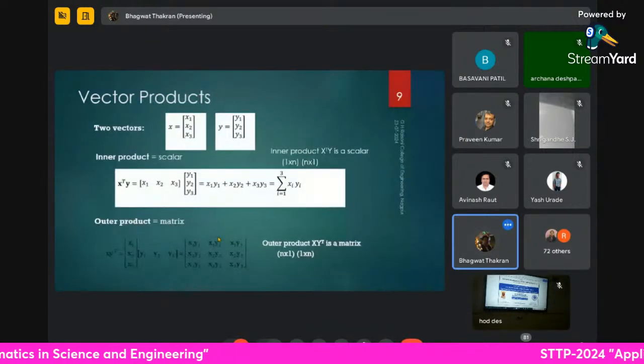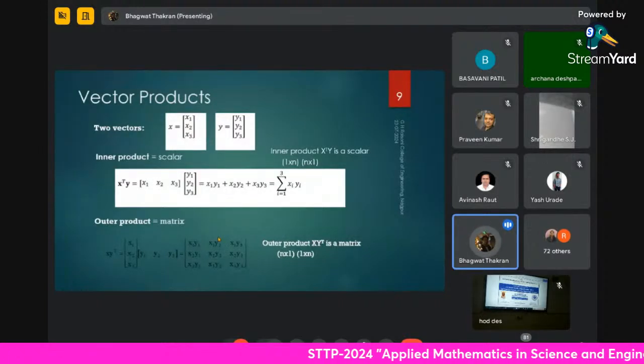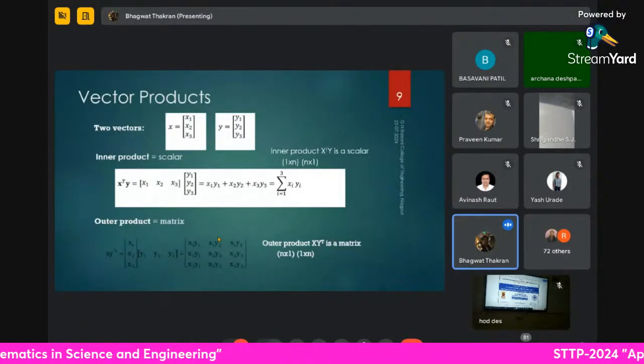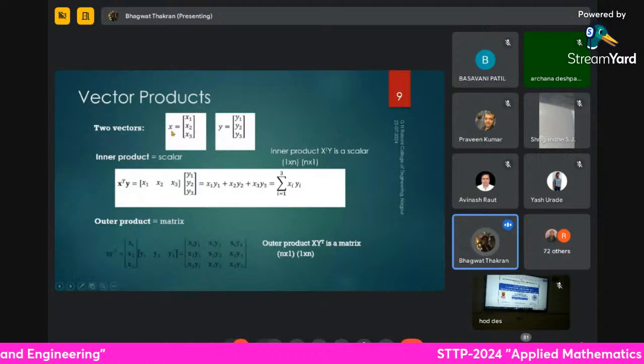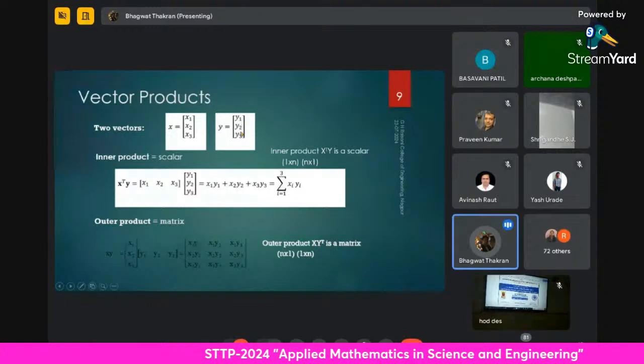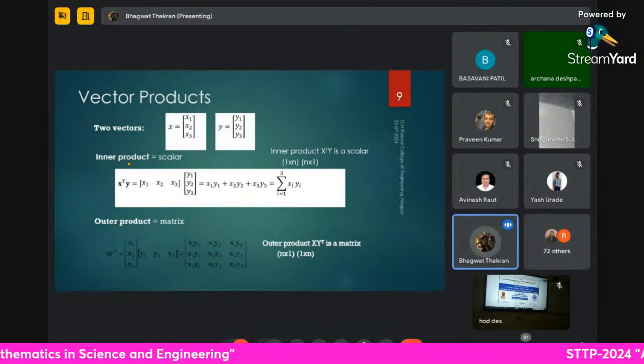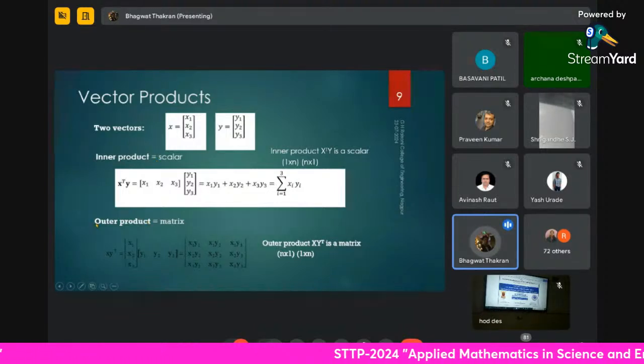Now, the vector products, this part is very interesting. Let us take two vectors of order 3 by 1. Here I have considered a vector x with components x1, x2, x3, and a vector y with components y1, y2, and y3. Now, there are two types of products which are defined. One is called the inner product and one is called the outer product.